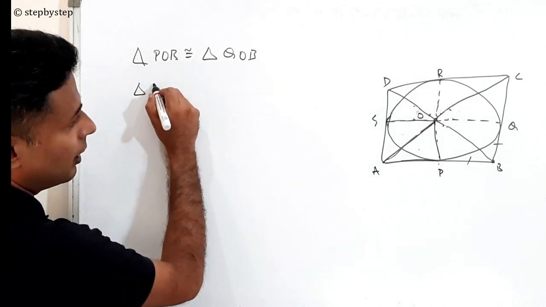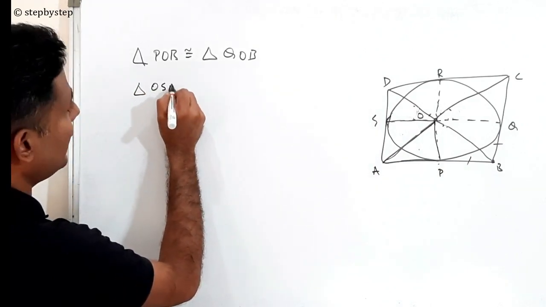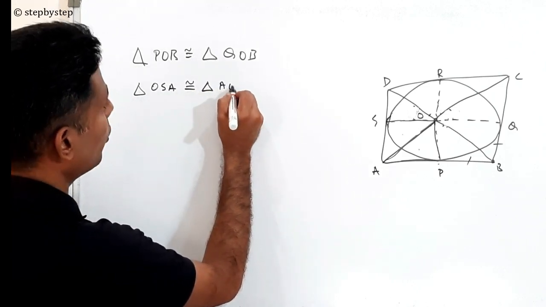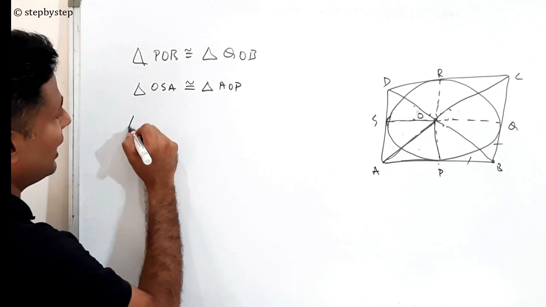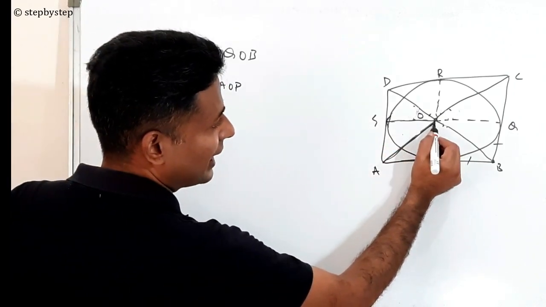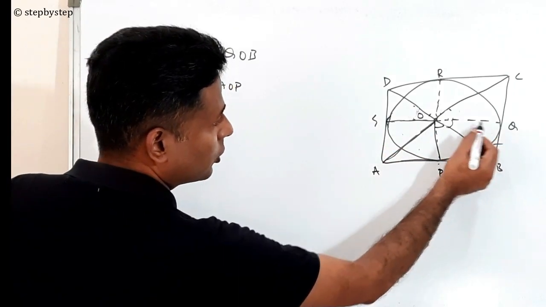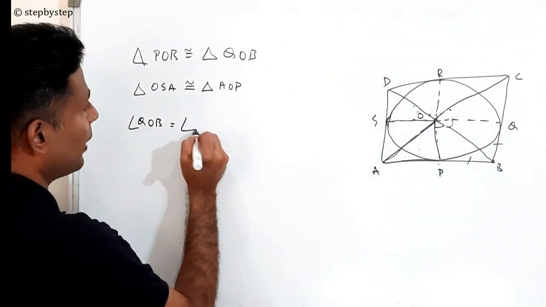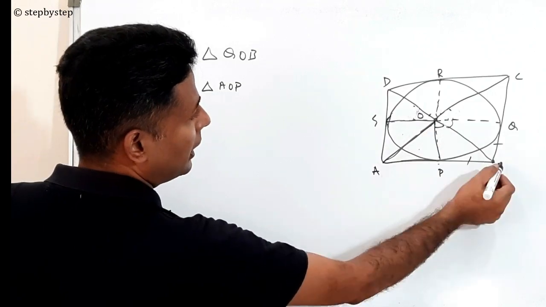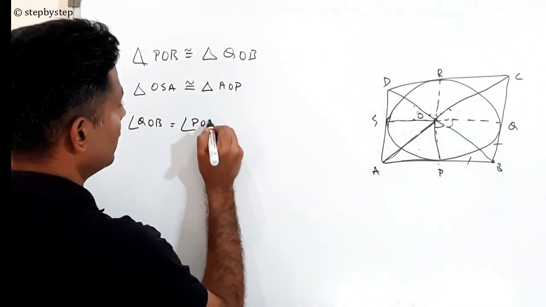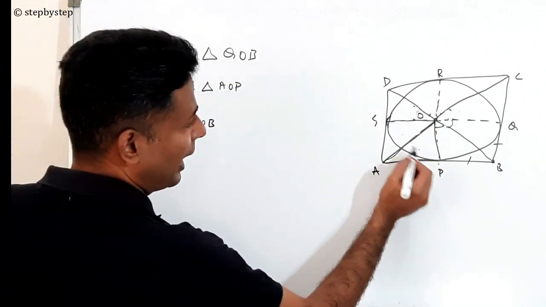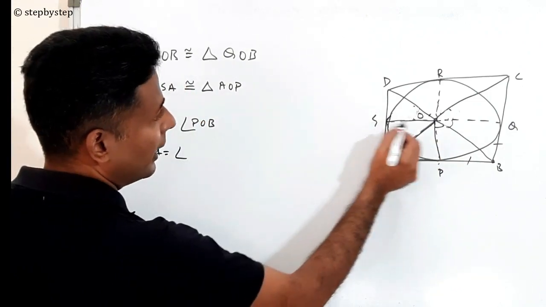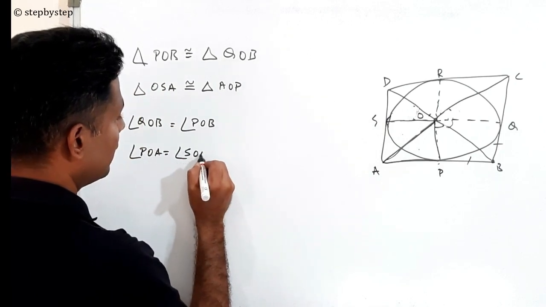So we have triangle OSA congruent to triangle AOP, which means from these triangles we have this angle equal to this angle, right? So angle QOB will be equal to angle POB. Similarly, we'll have angle POA equal to angle SOA.